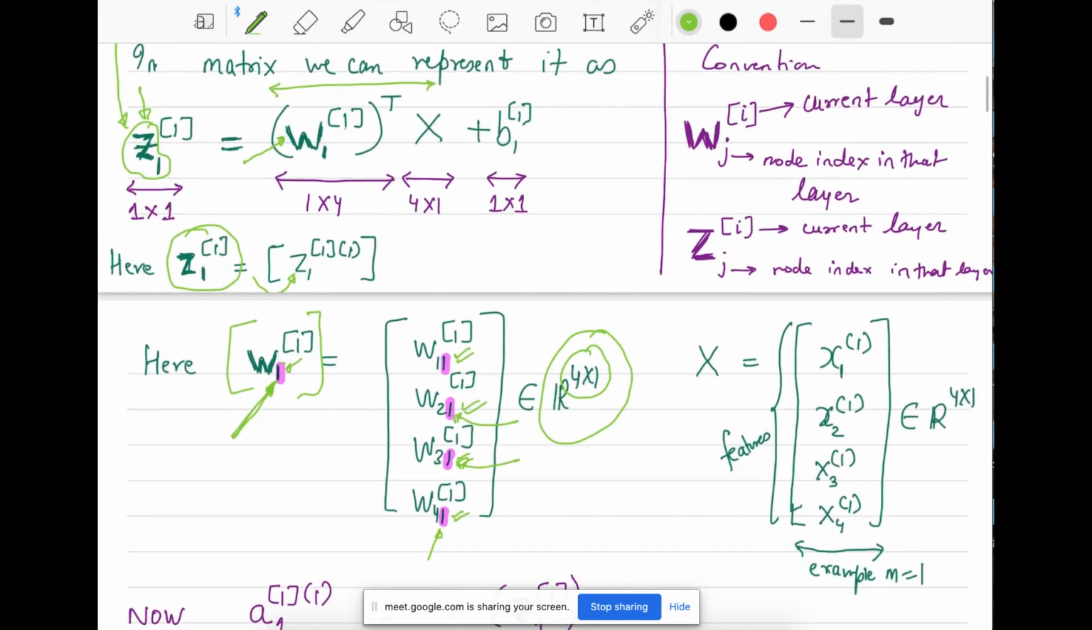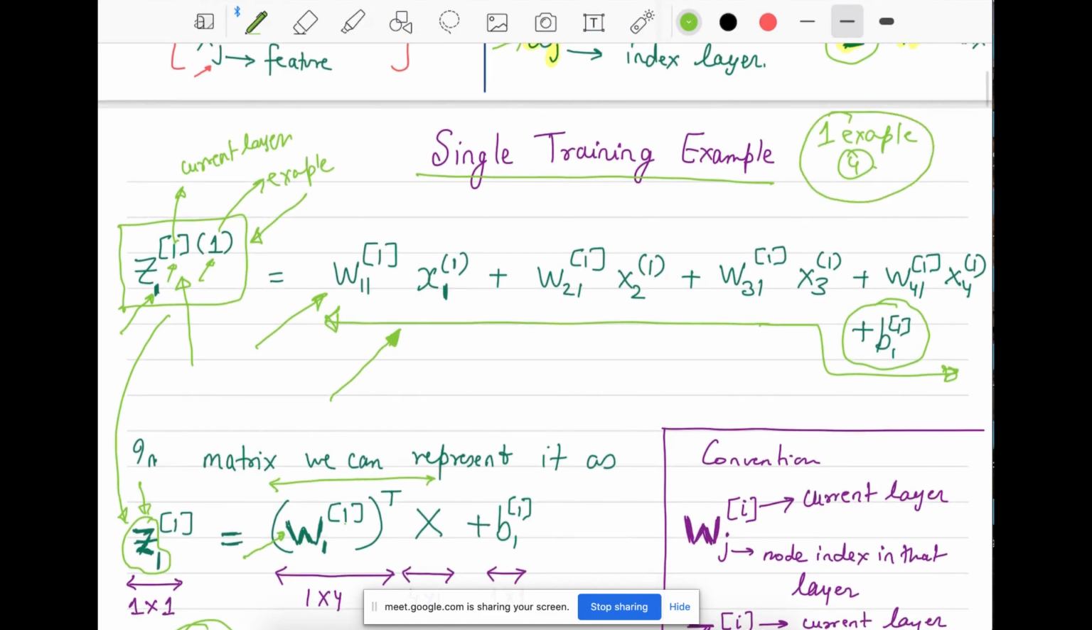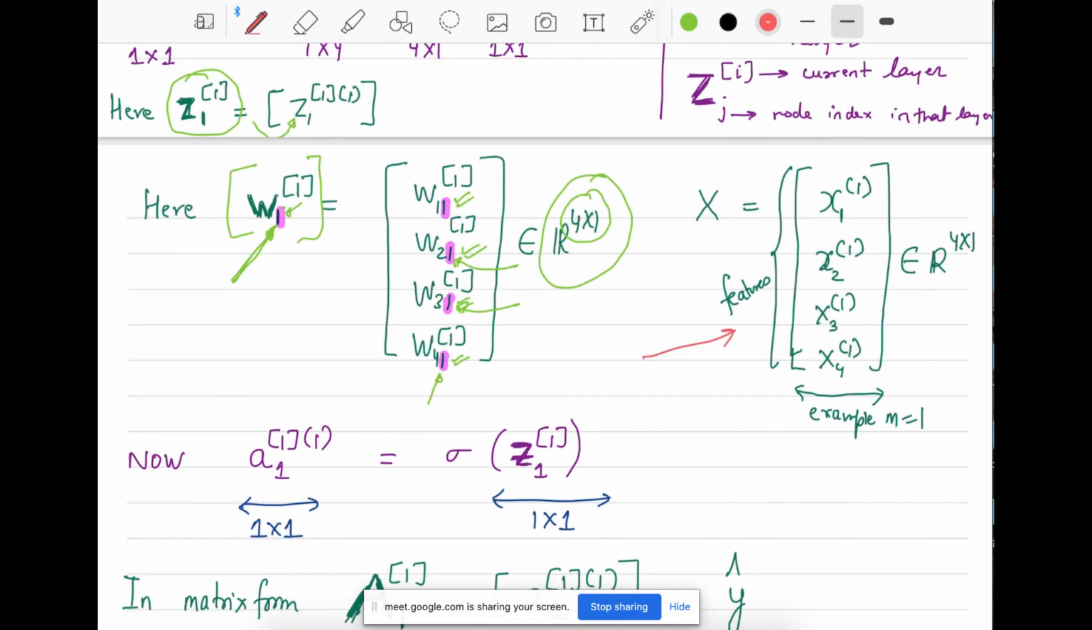Now since we are dealing with only one example, as I have told you, this is represented in this way in this matrix X. Features are represented in row form, and then we have examples in column form. So if you have one example and 4 features, then it will be represented as a 4 cross 1 vector, which is given over here.